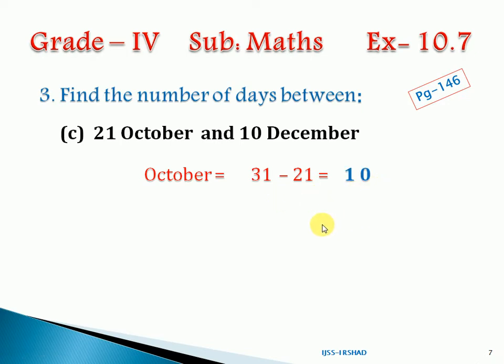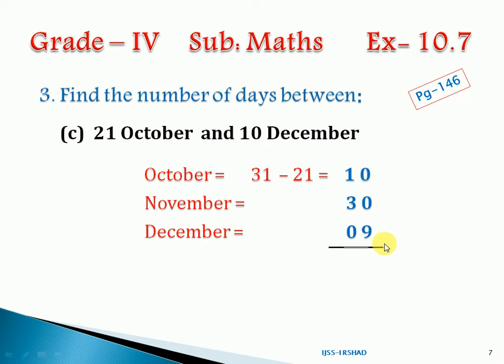Then after October, which month is coming? November. So write November, and for November you have to take all the days, that is equal to 30 days. November has 30 days. Then December, and you are counting just before 10 December. That means you have to take up to 9 December. 9 December means 9 days of the December month you will include. So right here just below this 30, for December you will take 9 days like this.